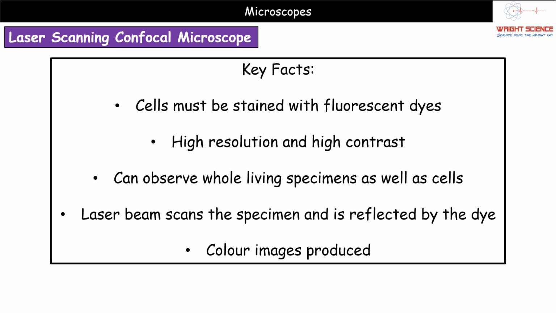What are some of the other key facts about this? Well, we can observe whole living specimens and we can observe individual cells in this way. So it's quite flexible in that regard. It also has a high resolution and a high contrast. So these are a couple of key facts that make our laser scanning confocal microscope potentially a better fit for some of our work than the light microscope.